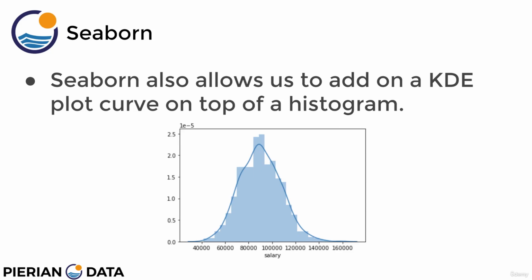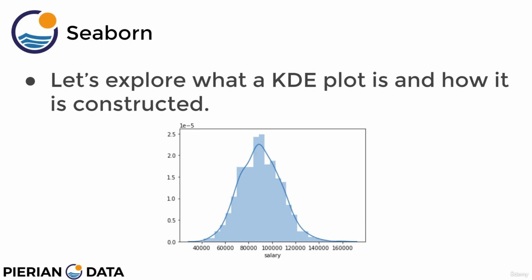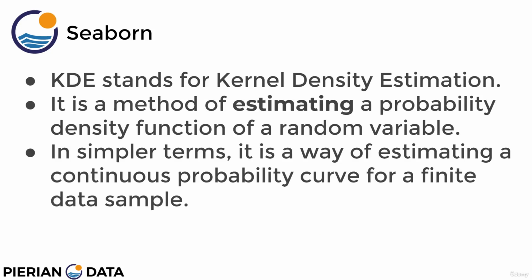Now Seaborn also allows us to add on what's known as a KDE plot curve, or kernel density estimation plot, on top of a histogram, which shows you what a continuous probability function would look like for this particular data set. So let's actually explore in a little more detail what this KDE plot is and how it's actually constructed.